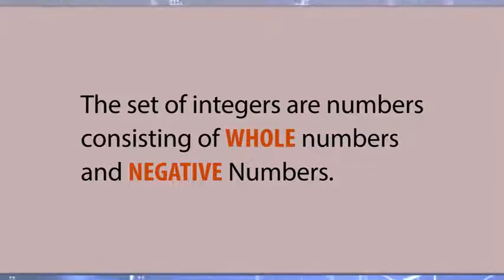Again, as people continued counting, they realized they had to borrow from friends or borrow money from money lenders. And so there was the need for negative numbers. So the negative numbers were added to the set of numbers that already existed. That gave us the set of integers. And so integers are numbers consisting of whole numbers and negative numbers.